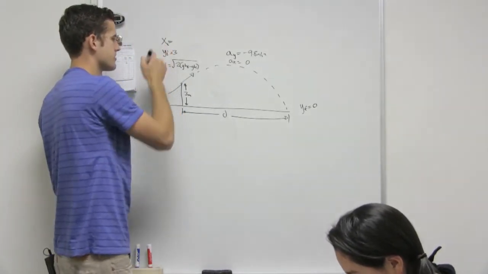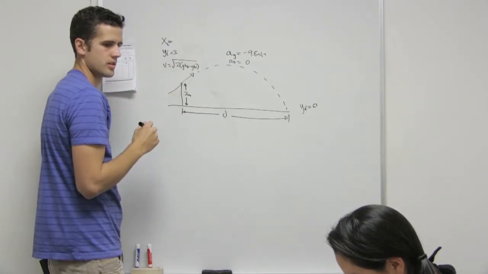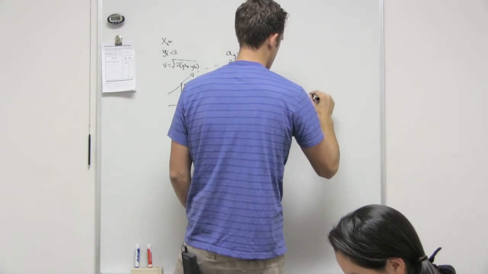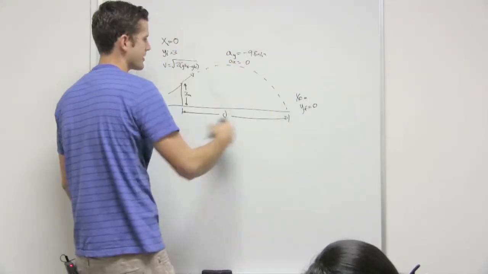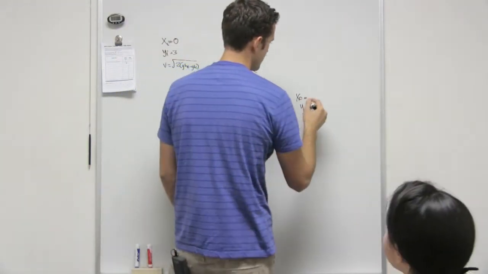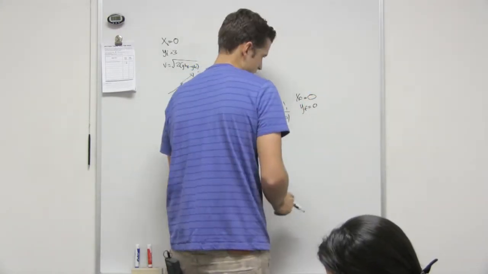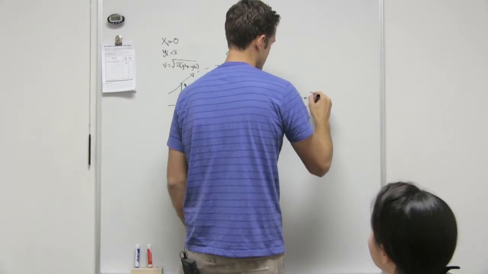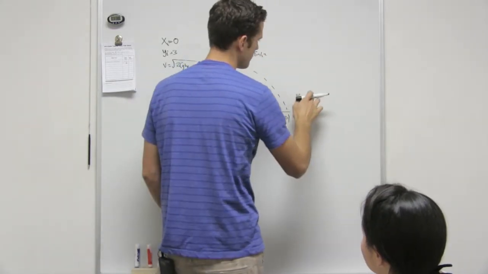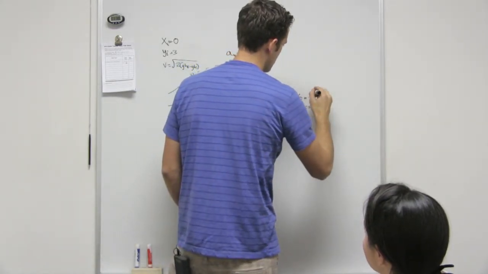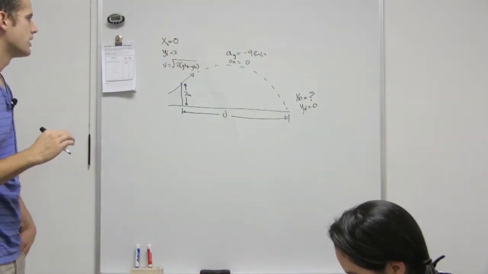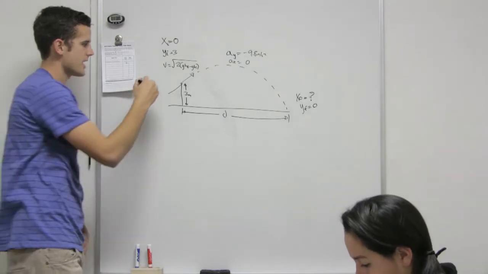So what's your x initial? 0. Yeah. So you just make it 0 so that your equation's easy. Your x final is what you're looking for. Okay. And then your time here is 0.